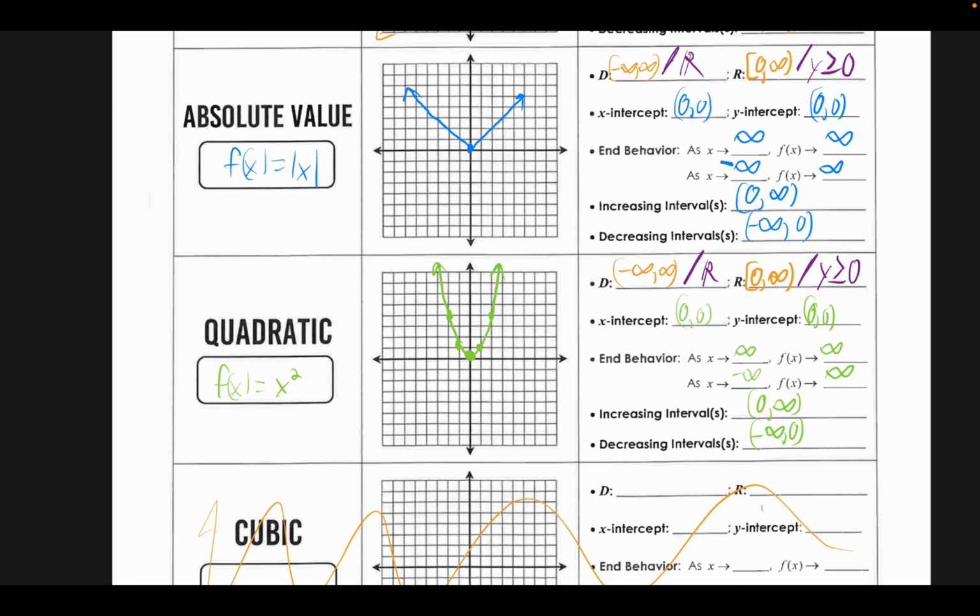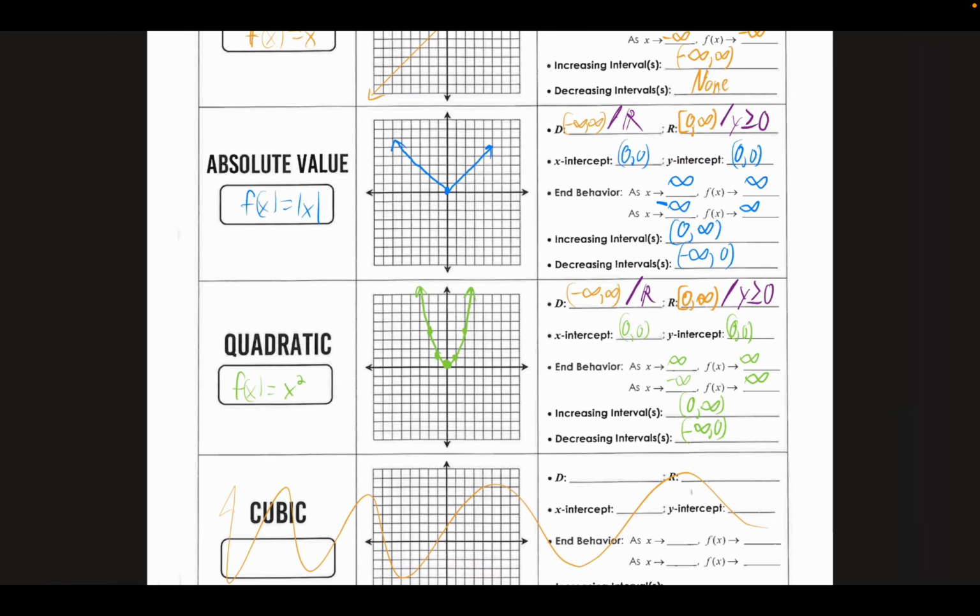Once again, we're not going to cover cubic today because I don't want to confuse you at the end of this unit. I'm instead only talking about the functions that we've covered in this unit, which are linear and the new two of absolute value and quadratic.